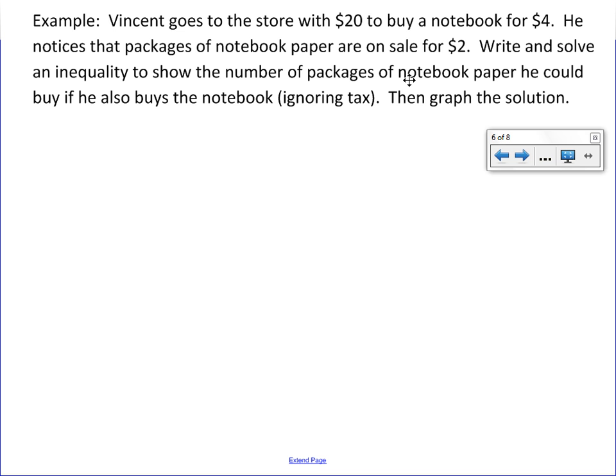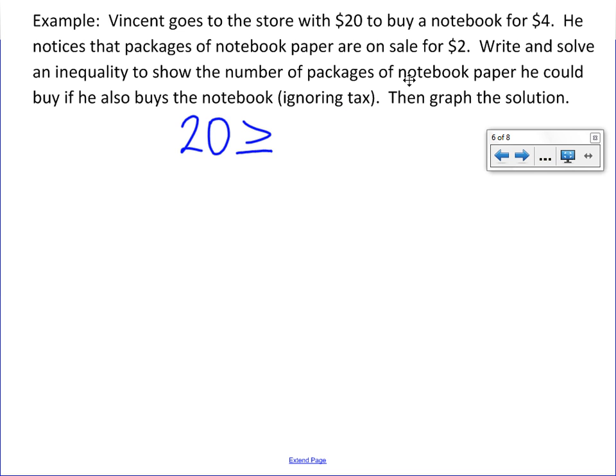So, he goes to the store with $20. I'm going to start by writing $20. All he has in his pocket is $20. That means he cannot spend more than what he has. So the max he can spend is $20. He can spend all of it, but he cannot spend over that. So he must spend less than or equal to $20. Whoops, that's going to be backwards. $20 has to be greater than or equal to what he's spending. Whatever's on this side has to be less than the 20.